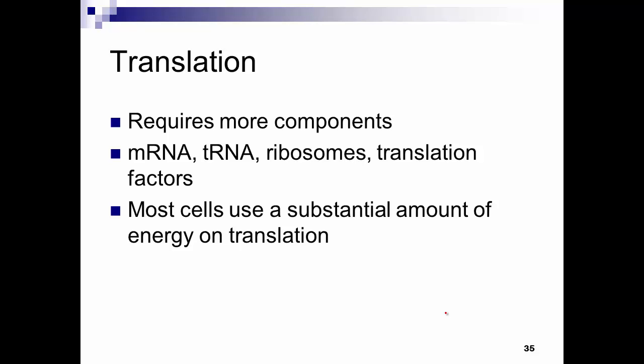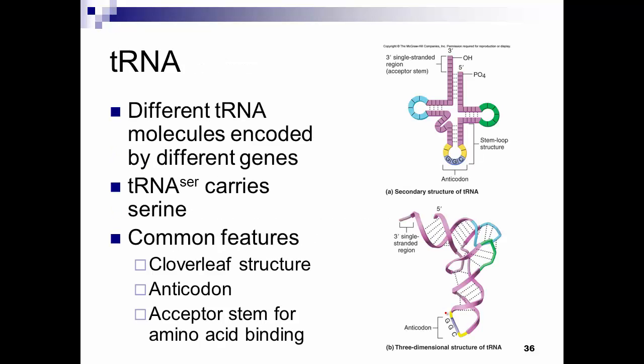We're going to use energy to proofread. We're going to use energy to establish translation complexes. There are various steps along the way in which we're going to burn through a triphosphate nucleotide in order to ensure the proper translation of the message. Let's start with transfer RNA.